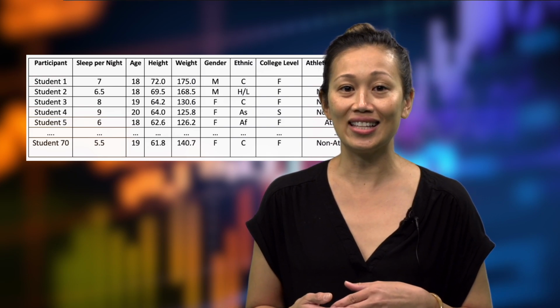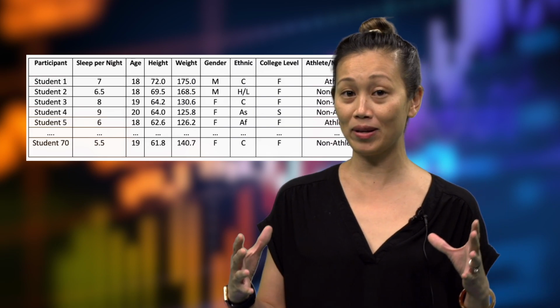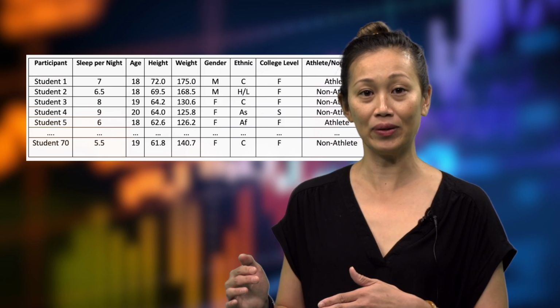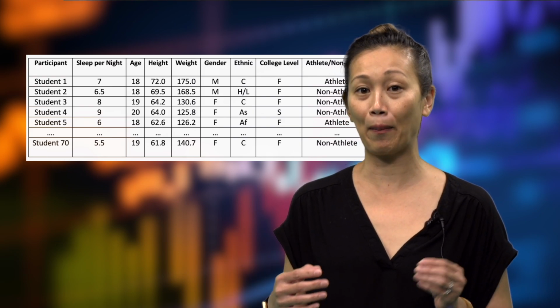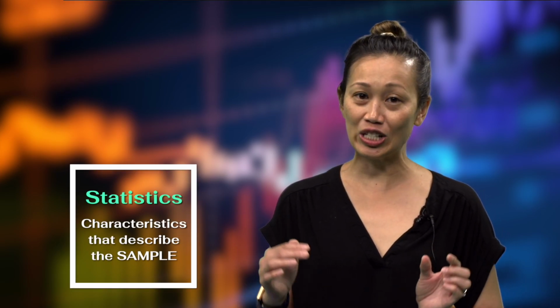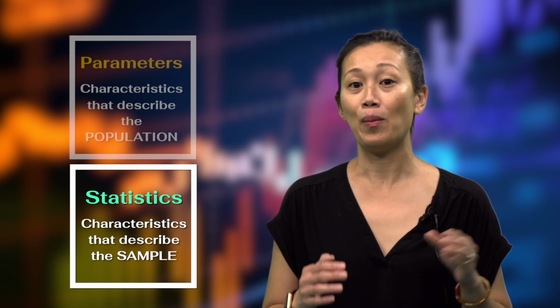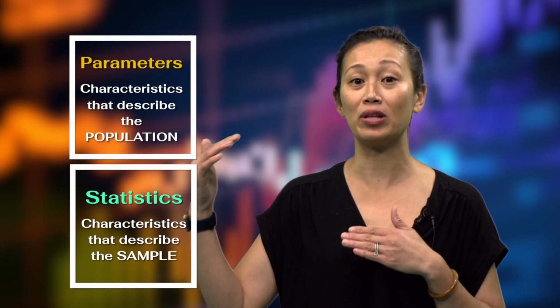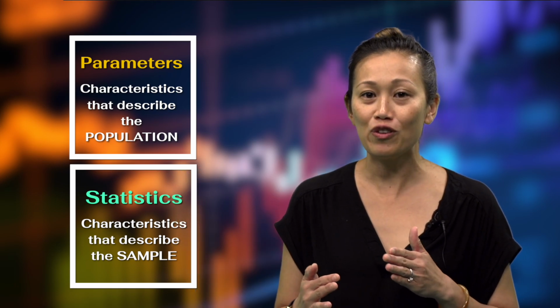Since it's unlikely that we will be able to survey the whole population of JU students, we use statistics from the sample to estimate the corresponding parameter for the population. So what are statistics? Statistics are characteristics that describe the sample. Parameters, on the other hand, are characteristics that describe the population. Let's look at a few statistics from the data table.